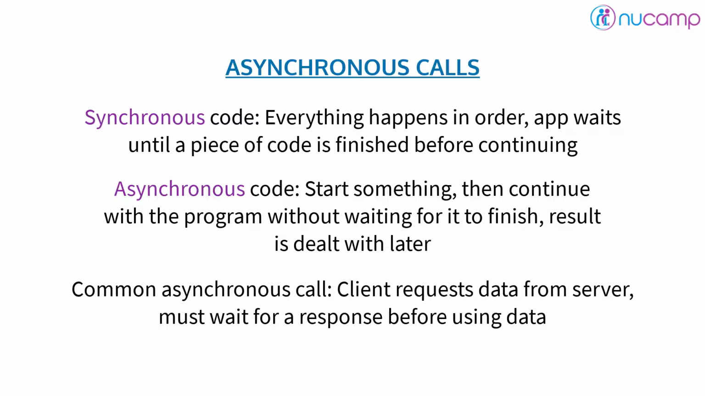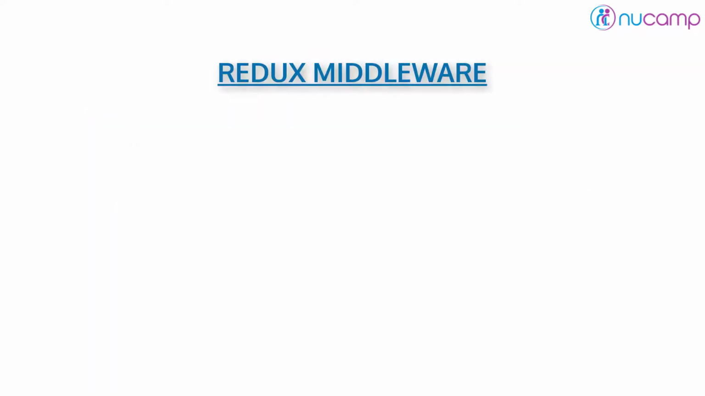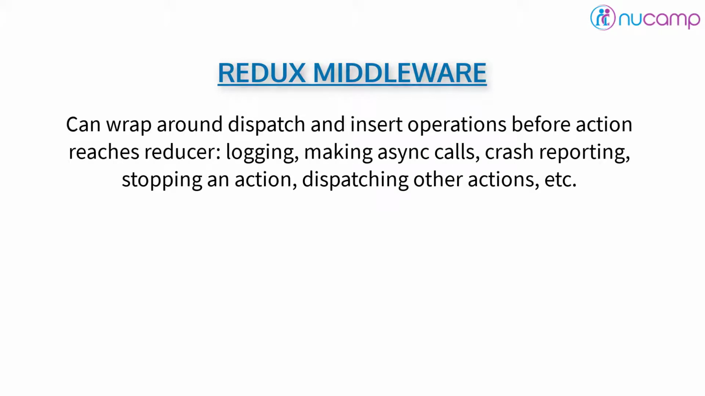So how do we have an action request data from a server, then wait for and handle the server response? This is where Redux Middleware can help us. The middleware will wrap around the action dispatch, then insert code to deal with the asynchronous operation before passing the action forward. Aside from logging and making async calls, there are many other uses for middleware, such as crash reporting, stopping an action from reaching the reducer under certain conditions, dispatching other actions, and so on.